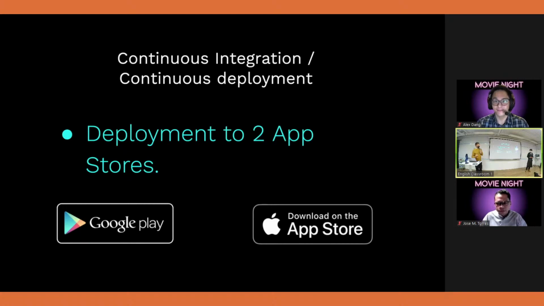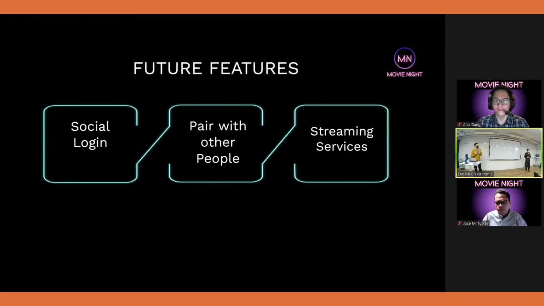So some of the future features that we'd like to implement in version 2.0: one is social login, which would be using either Facebook or Apple. We'd also like to have the ability to have groups of 2 or more people and the ability to switch between different groups. This would really create a robust experience. And also, we'd love to add different streaming services such as Amazon Prime and Disney Plus, which are quite popular in Japan.